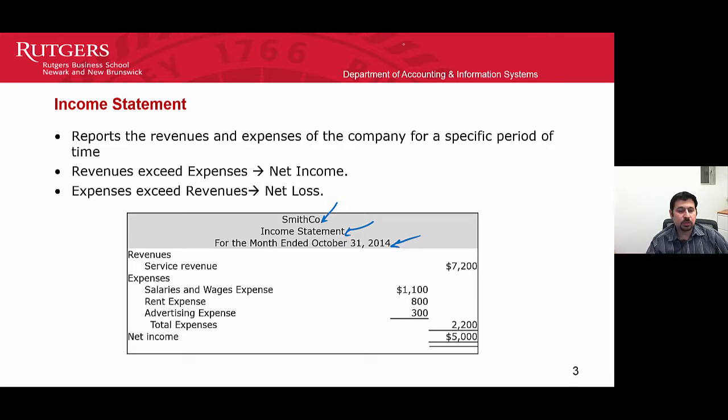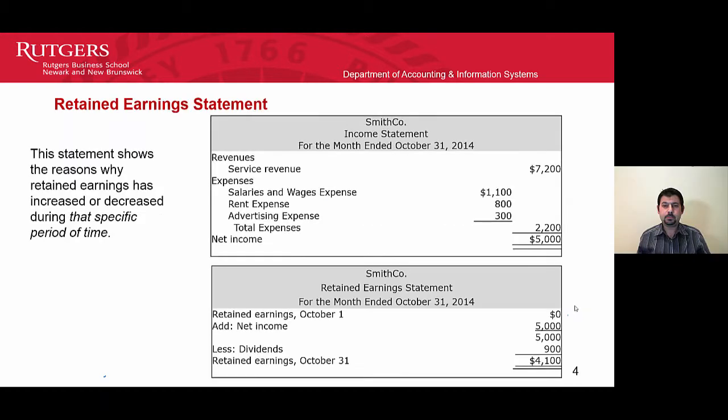And as we mentioned, the income statement is prepared over a certain period of time, whether it was a month, a year, a quarter. It always says, if it were, for example, a year, it would say for the year ended 2013. Once we have prepared the income statement, we can take advantage of the number here in order to add it to the retained earning statement and to prepare the retained earning statement.